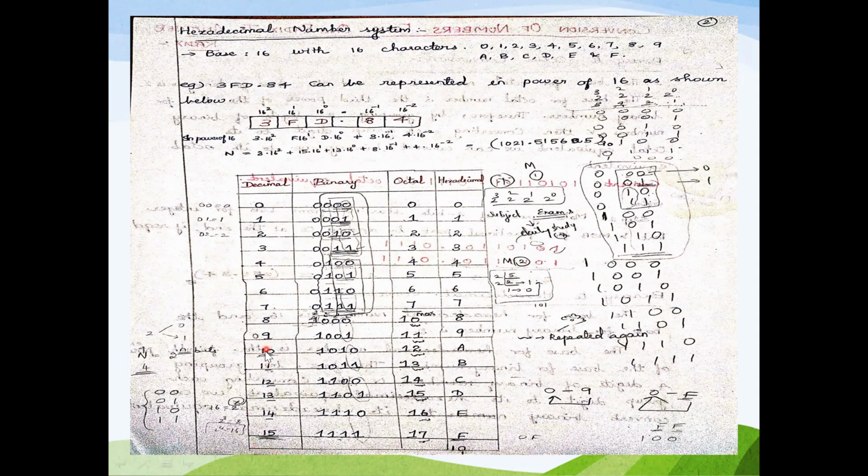After 9, we will have 10, 11, 12, 13, 14, 15. After that, we will have 16, 17, 18, 19. After 19, when the maximum value 9 is reached, we will have the value 20. Hope you understand. 20, 21, 22, 23, 24, 25, 26, 27, 28, 29. After that, we will have the value of 30. Okay, so this is how you can represent the decimal.